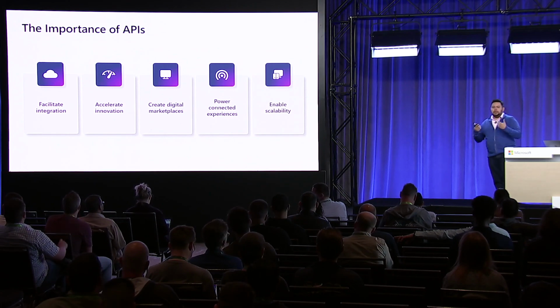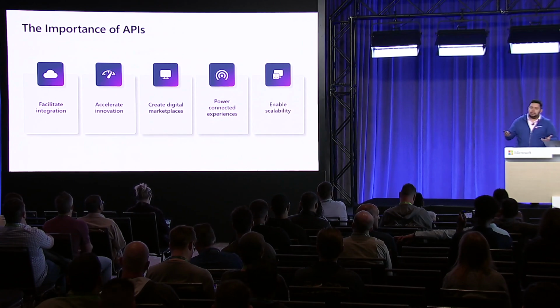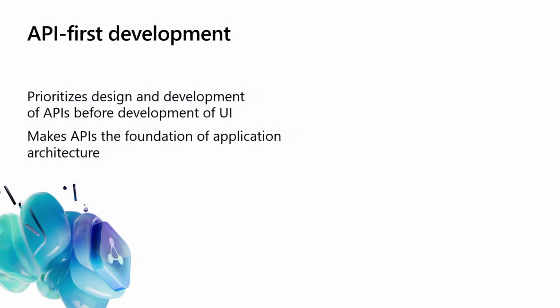And finally, another very important thing: APIs help us to enable scalability. We have many usage of our services, and we need to scale out, and there are some modern software architecture patterns that can help us do this, for example, with microservices, or even with PaaS infrastructure that can help us along this way, okay? So what is API-first development?